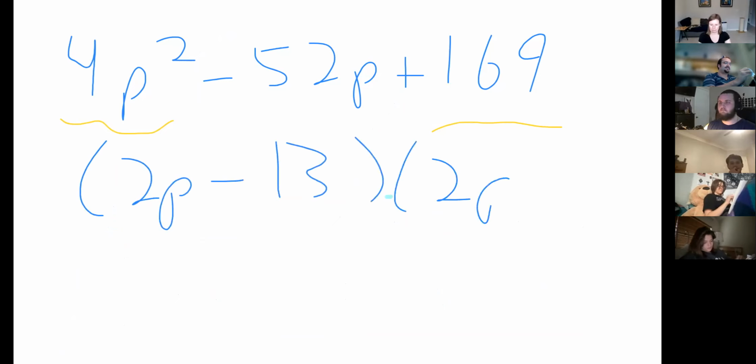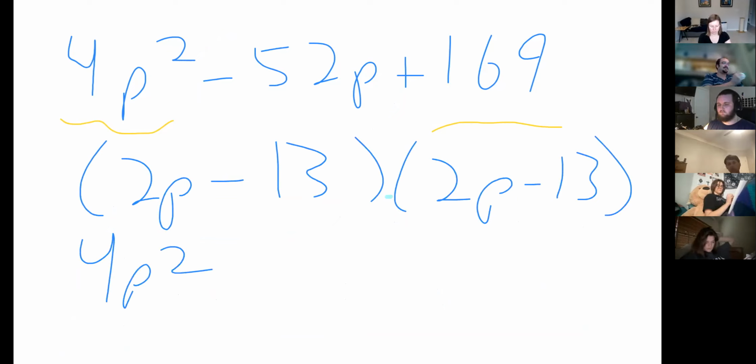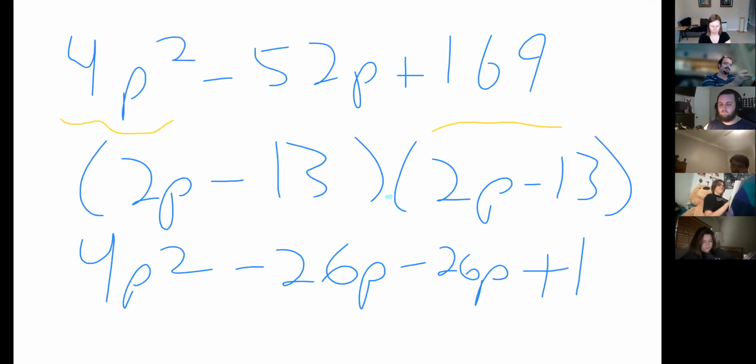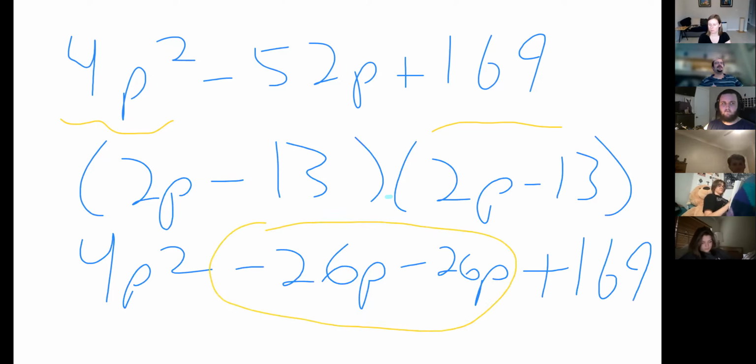But we should probably check to make sure that middle term actually matches. And I think it does. If we do 4p squared, so doing some distribution, minus 2 times 13 is 26p. And then I have 13 times 2, which is also minus 26p. And the last thing is plus 169. Does this in here equal that minus 52 that they have? Yes. Minus 26 and minus 26 is a minus 52. So it's a good idea to check it just to make sure that middle term still matches up.